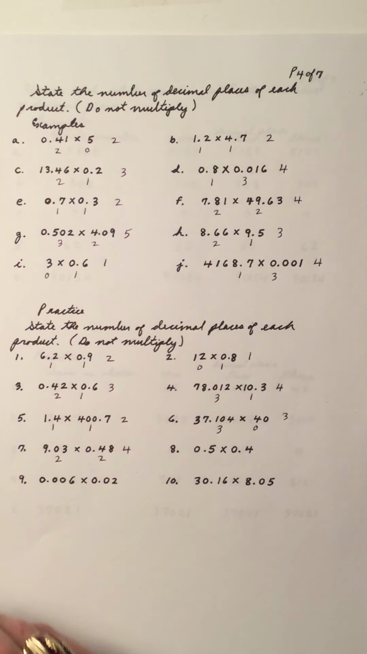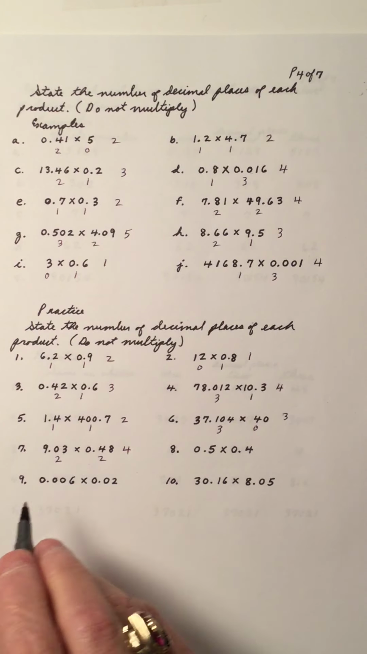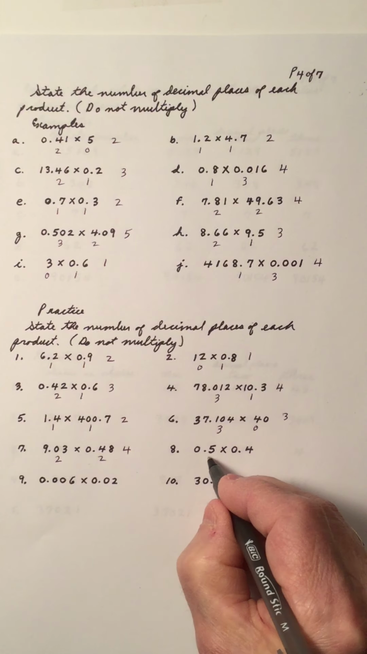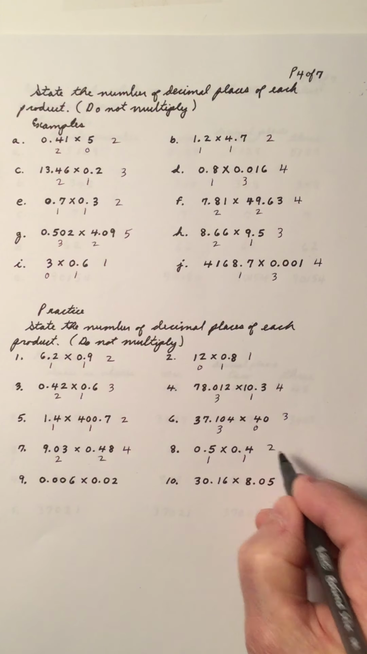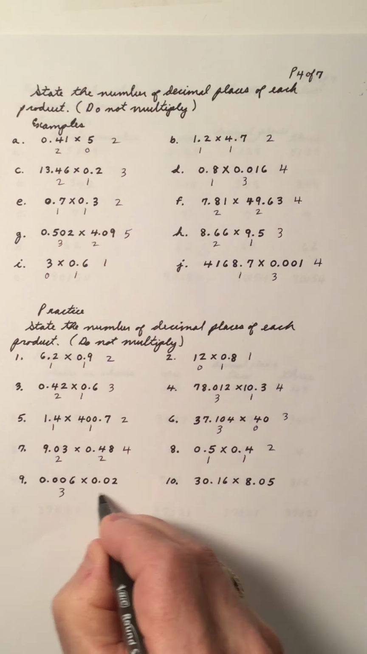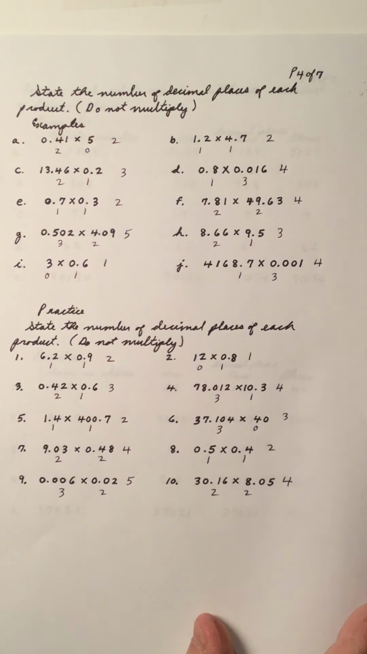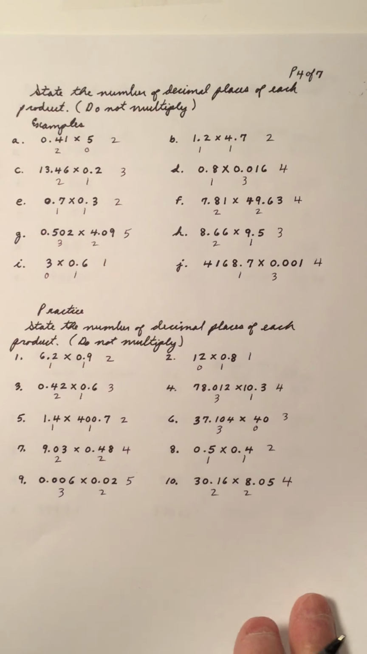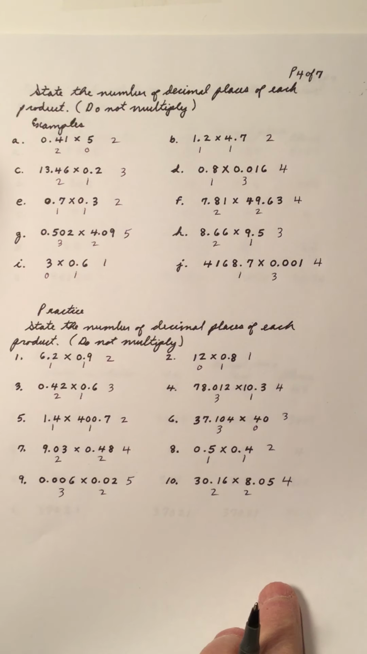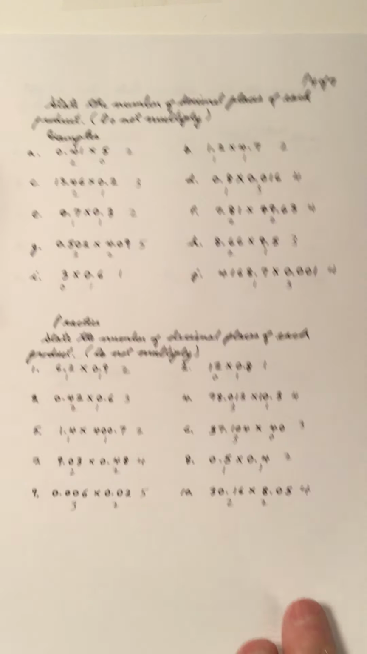Notice the number of decimal places in the product of those decimals will be the sum of the decimal places in each. 1, 1, the product is 2. 3, 2, the product will have 5. 2, 2, the product will have 4. Just another way of working out the number of decimal places in the product of decimals.